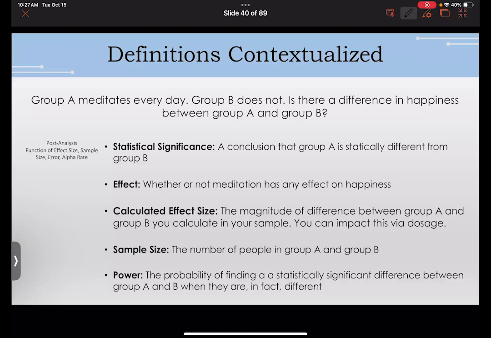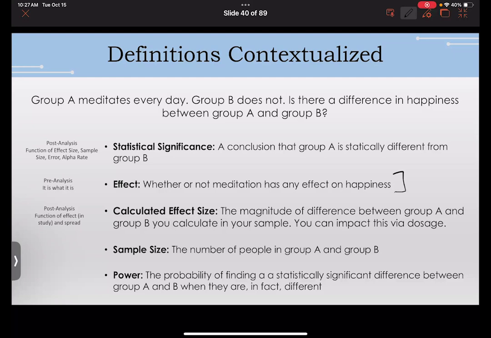So when do these things happen? Statistical significance happens post-analysis, right? We decided it's a function of effect size, sample size, error, alpha rate. The actual effect out there in the world is pre-analysis. It is what it is, right? This is the only one here where we literally have zero touch. That's just the world. Pre-stats, pre all of us, just how things work.